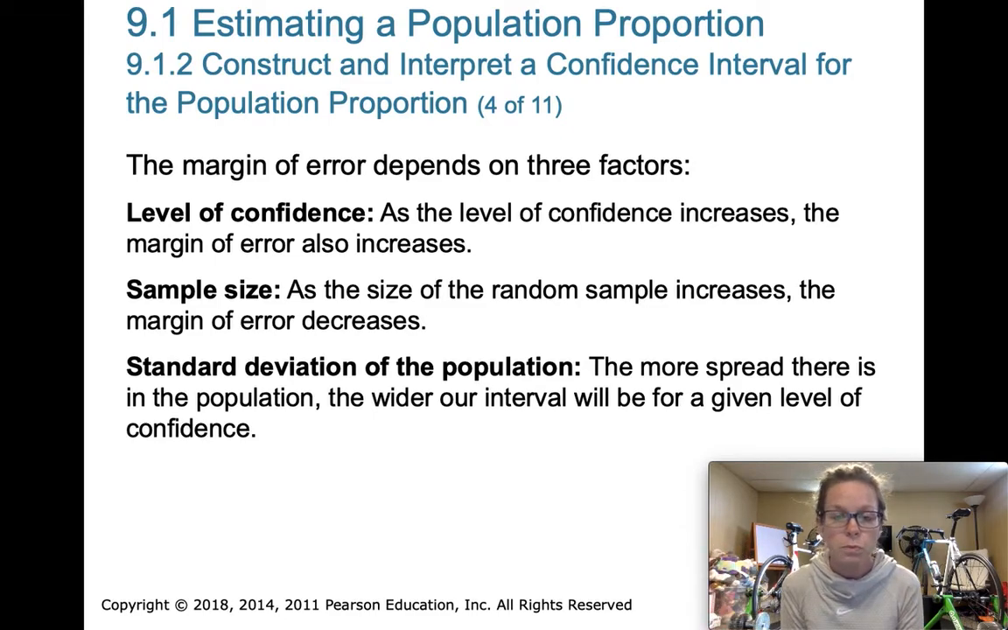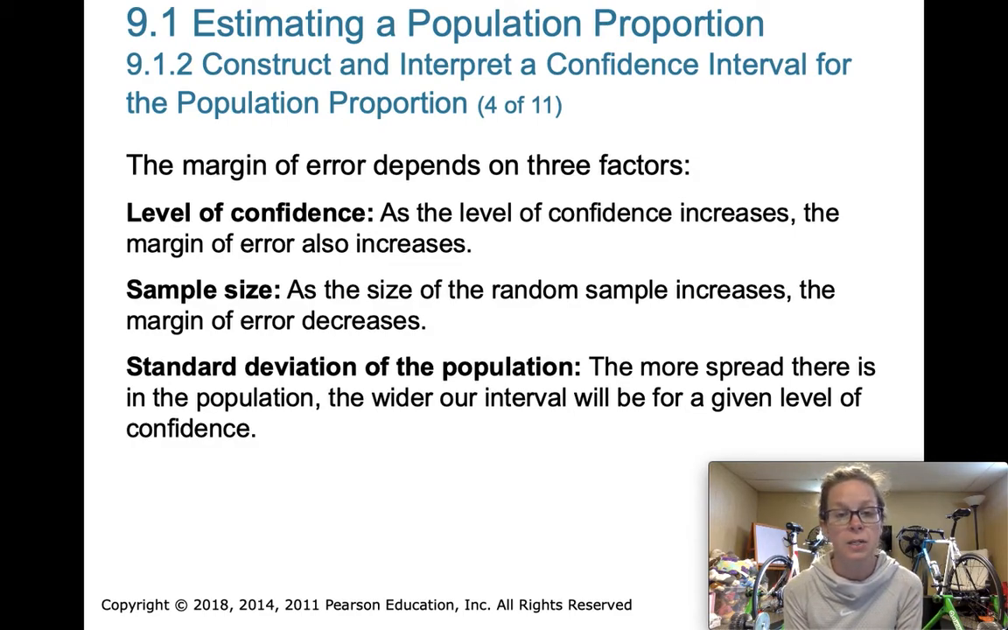The sample size. As the sample size increases, as the random sample increases, the margin of error decreases. The more people we ask, the more sure we can be about this. So if I ask 100 people, I'm this sure. If I ask 1,000 people, I'm feeling better about this, right? I can be more confident because I talk to more people, a bigger portion of my population.